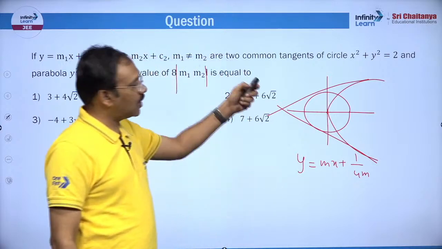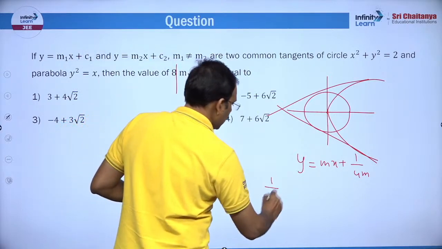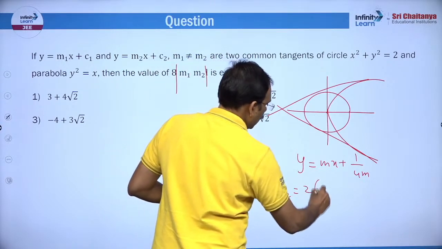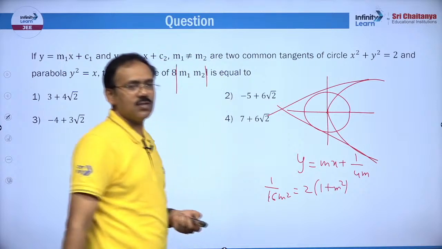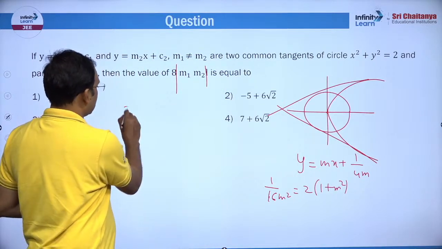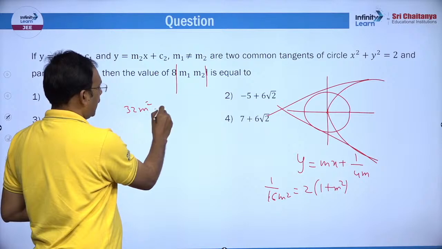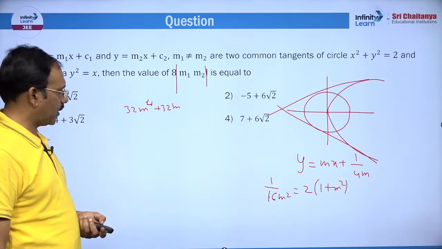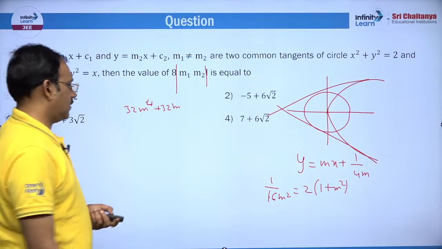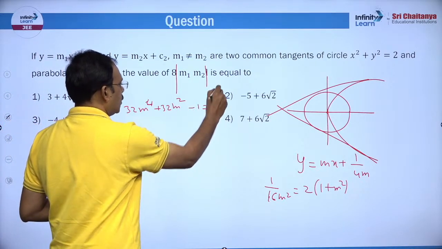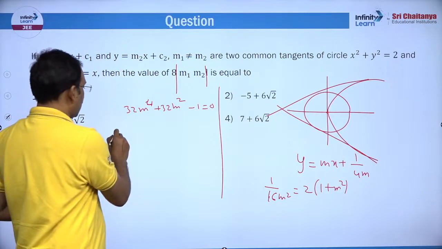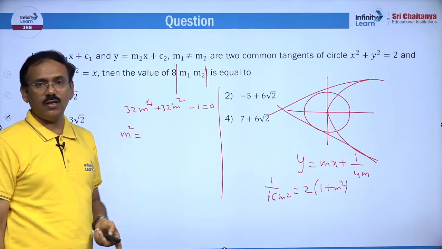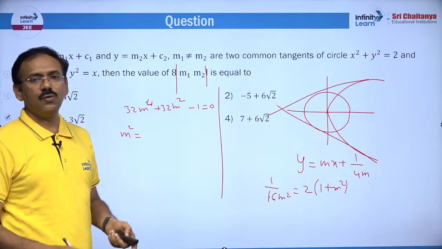Now, this is the tangent to our circle, means c square is equal to a square into 1 plus m square. This is the equation you got in terms of m. So, you will get 32 m power 4 in fact, okay, plus 32 m square minus 1 equal to 0 is the quadratic equation. For this quadratic equation, the roots are m square. Since this is negative 1, you will get two roots, one positive, one negative. You need to discard the negative one.